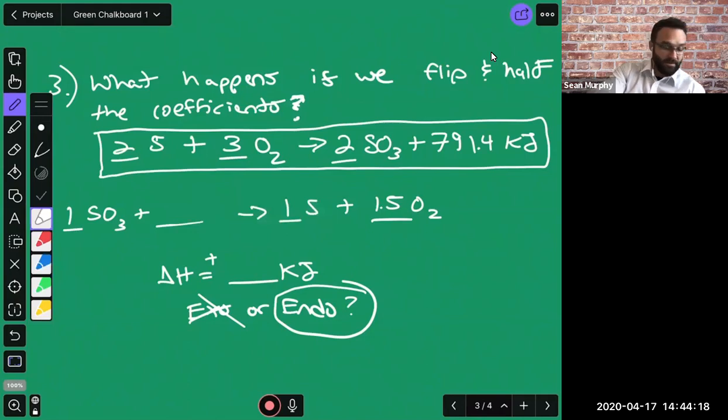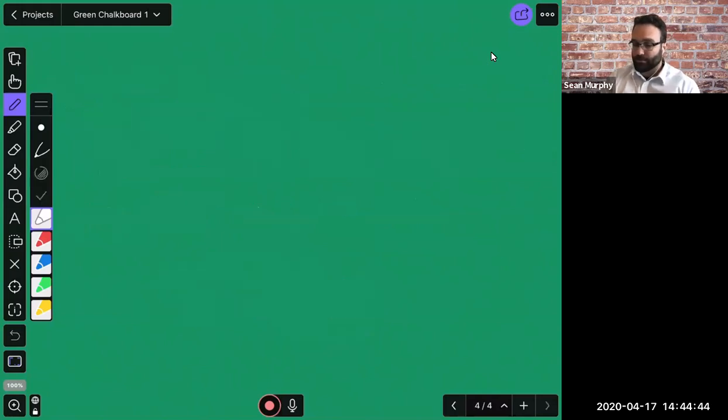So we have 791.4 divided by 2. So we should have 395.7. Okay, perfect. Again, if it was doubled, then you'd have twice the heat. But since we halved it, we'd have half the heat. All right, last problem here.